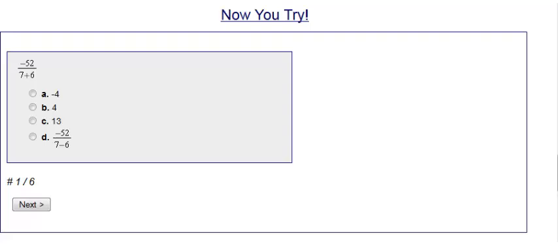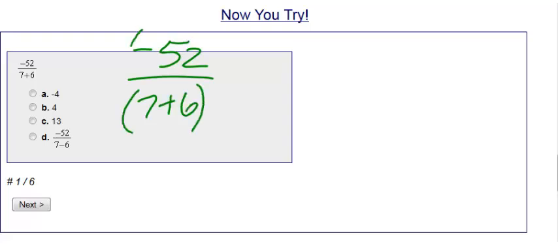Okay, we're dealing with order of operations. I have negative 52 over 7 plus 6. When we're dealing with fractions, really there's parentheses around the top and the bottom, so we deal with the top and the bottom separately. On the top, I can't do anything here, so I'm just writing negative 52.